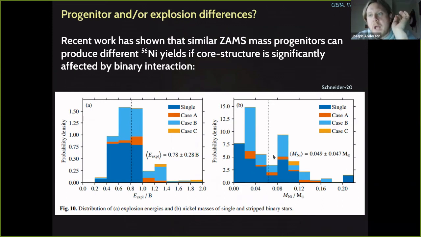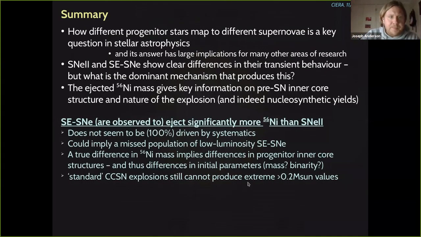And indeed, in the binary transfer, the amount of nickel produced is biased to slightly larger values than the single star case. So I don't think this is the end of the story here, but this possibly could explain these differences we're seeing. But it's not clear this explains the large values. Again, you see nothing higher than 0.2 here. And it's also not clear whether this explains the lack of really low nickel masses that we see in the type 2s.